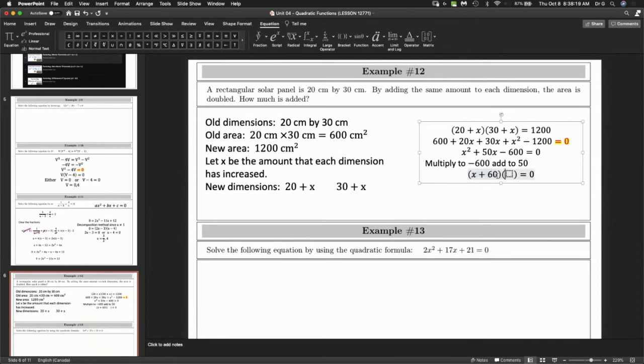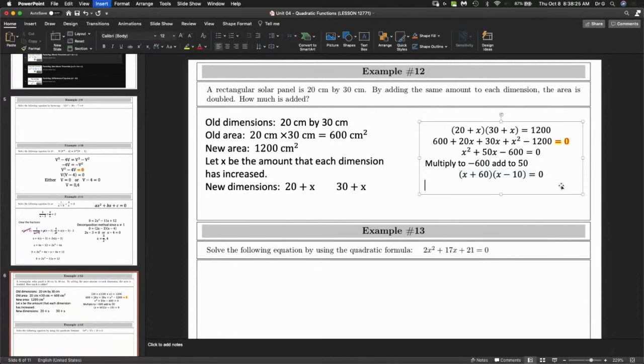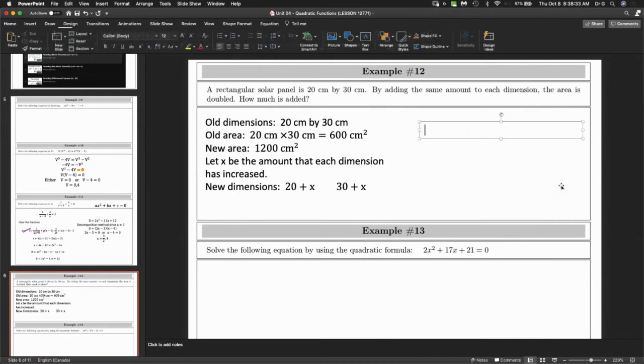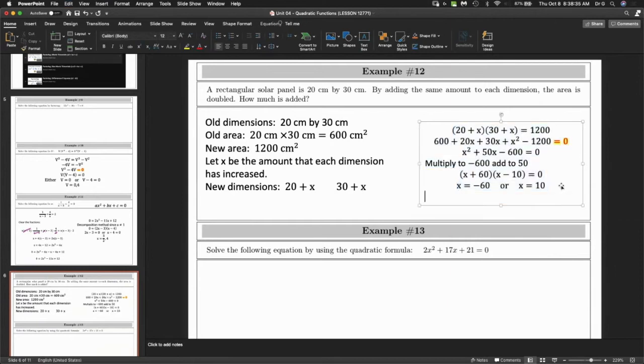x plus 60, x minus 10. Then you get x equals negative 60, or x equals 10. The answer has to be 10, because if you put negative 60 here, you're going to get a negative length or width. So the answer has to be 10. So this is your answer.